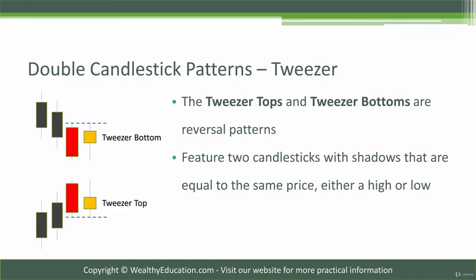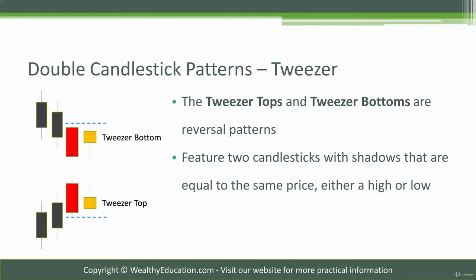Tweezer tops and bottoms are reversal patterns as well, and they feature two candlesticks with shadows that are equal to the same price, either the high or the low. So if you have a stock trading in a bullish trend and it trades up and touches $50 but pulls back and finishes at $49, and then the next day it trades back up to $50 and pulls back and finishes at $49.50, you'll end up with a tweezer top at that point, because each of the 2 days the stock has gone up and touched 50 but hasn't been able to hold.